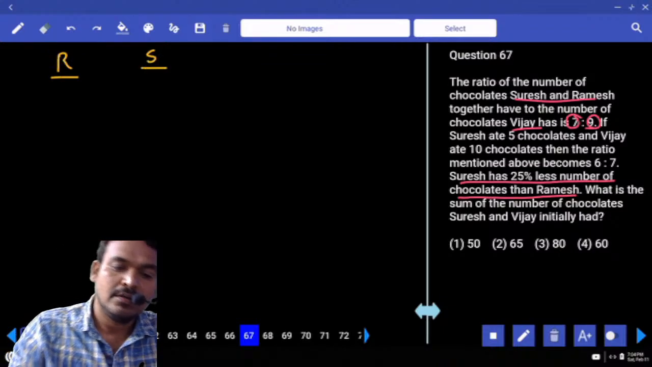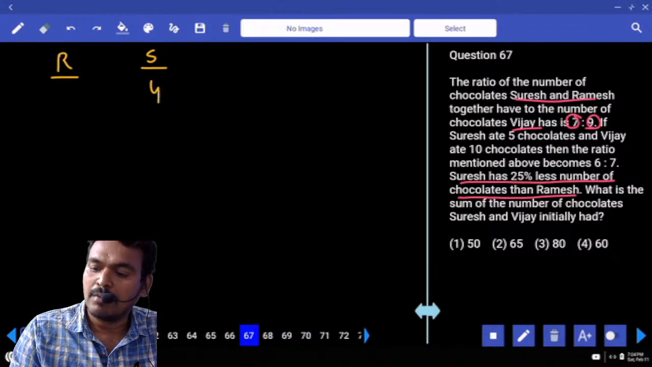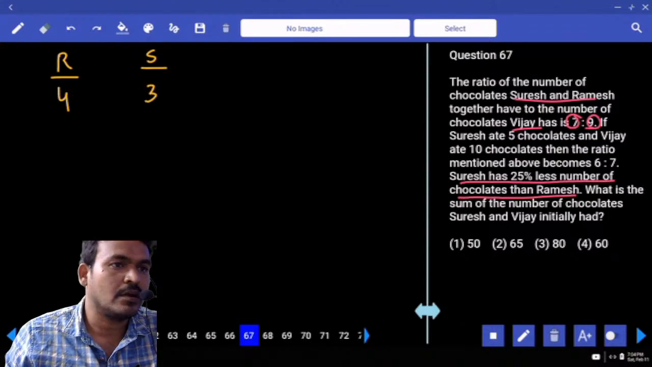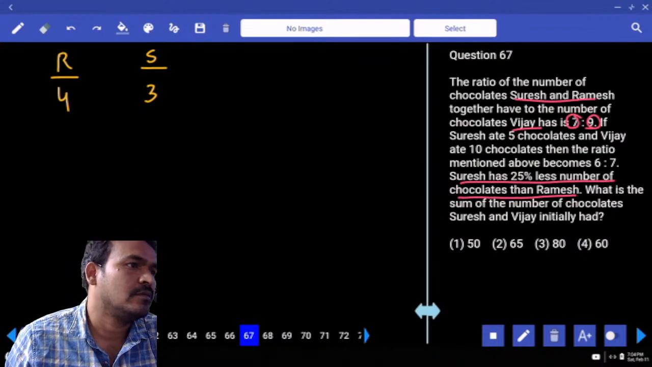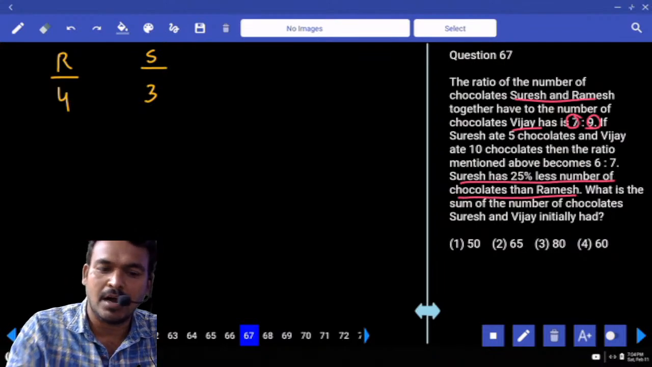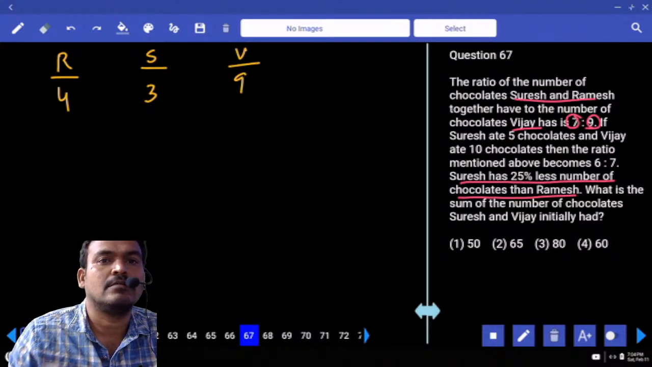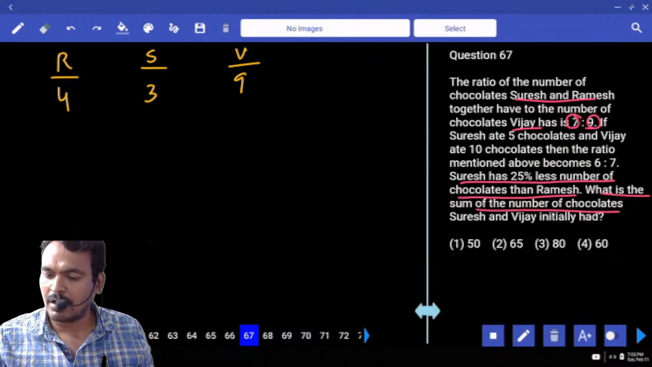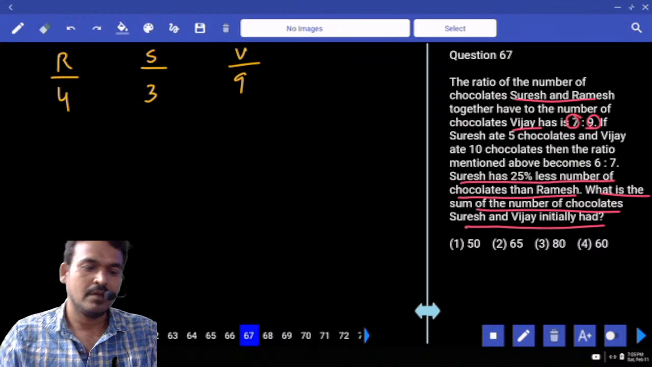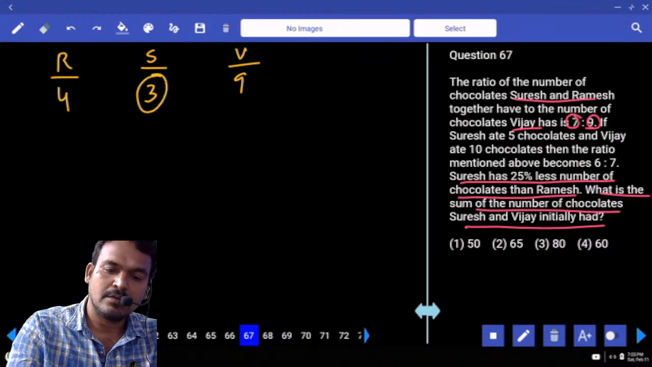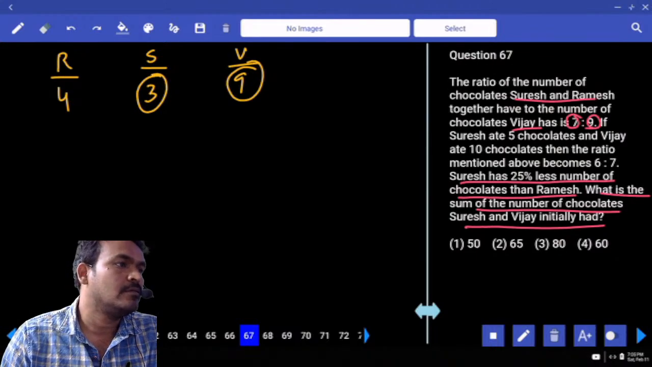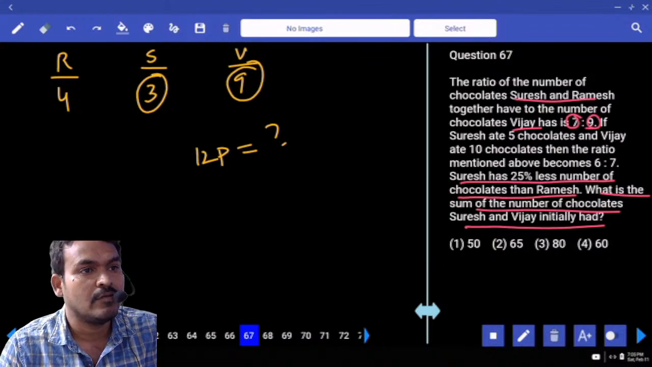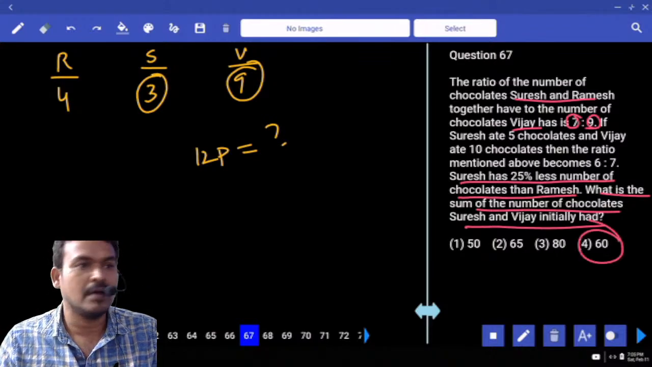Means Suresh compared to Ramesh is 25% less. Suppose Ramesh has 4 chocolates, then Suresh has 3 chocolates. Ramesh plus Suresh is 7 parts, and obviously Vijay is 9 parts. What is the question here? What is the sum of the number of chocolates Suresh and Vijay initially had? Suresh is 3 parts, Vijay 9 parts. 3 plus 9 is 12. How many parts do we need? 12 parts. Verify the 12 multiple. How many options? Only one option.